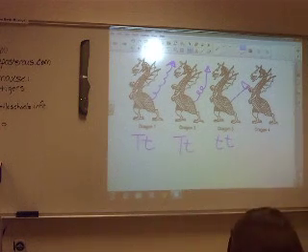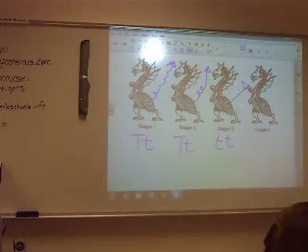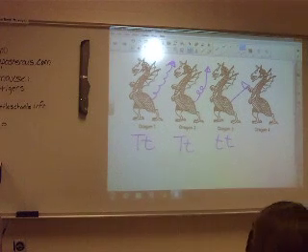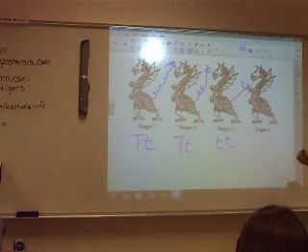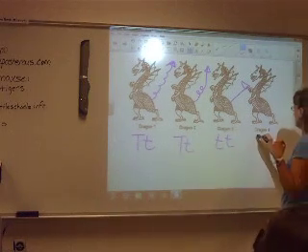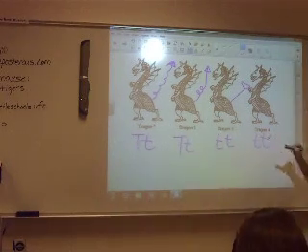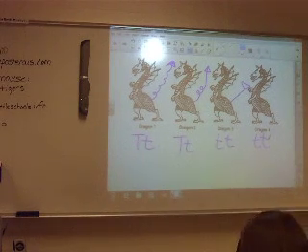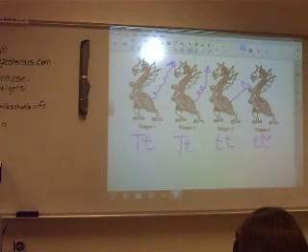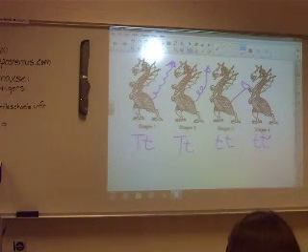You ready for baby dragon number 4? Okay, what's our combination down there? Lowercase t, lowercase t. 2 lowercase t's. Everybody agree with that? Yes. What kind of tail? Straight. Draw a straight tail on it.